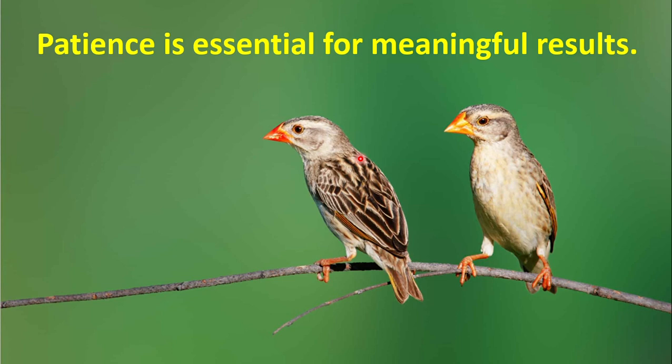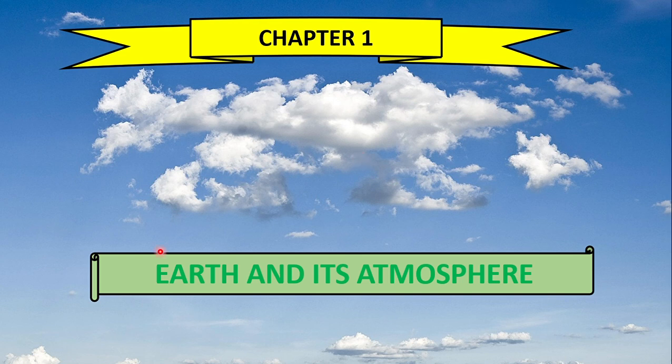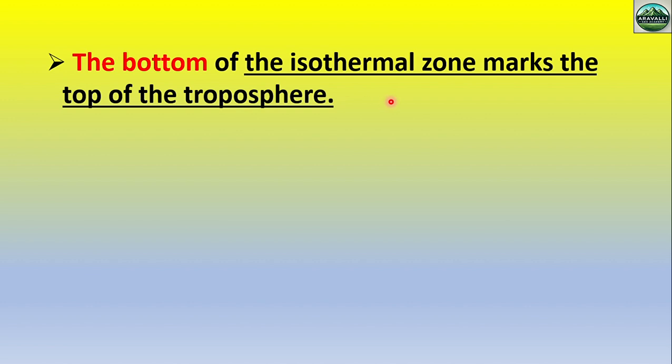Hope you are well. In this video we will discuss the next part of the atmosphere. We have already covered the origin of the atmosphere, what the atmosphere is, the composition of the first atmosphere, the second atmosphere, and the present atmosphere. After that we covered the layers of the atmosphere, starting with the troposphere. This was our last point: the bottom of the isothermal zone marks the top of the troposphere.